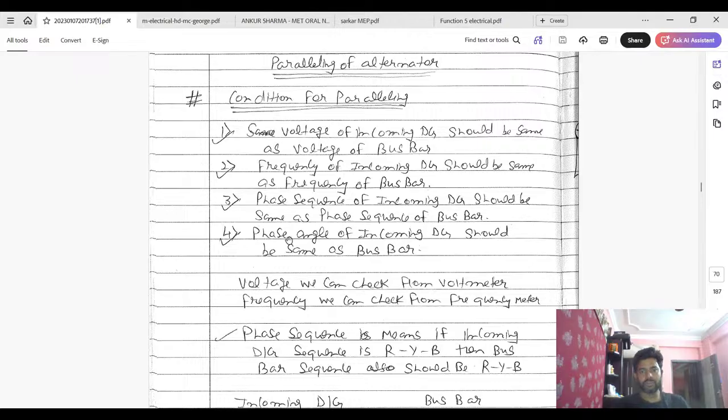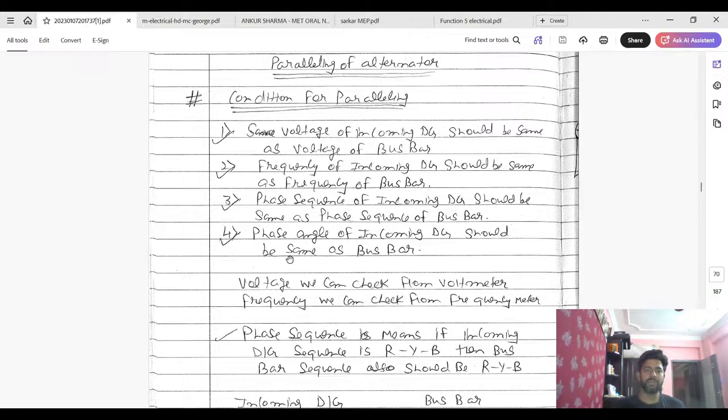How are we going to check this phase sequence? We can use a synchroscope, generally available in all generators, to check the phase sequence of the incoming DG. We have a few other methods also, the dark lamp method, and a meter also we can use. So we can discuss this.